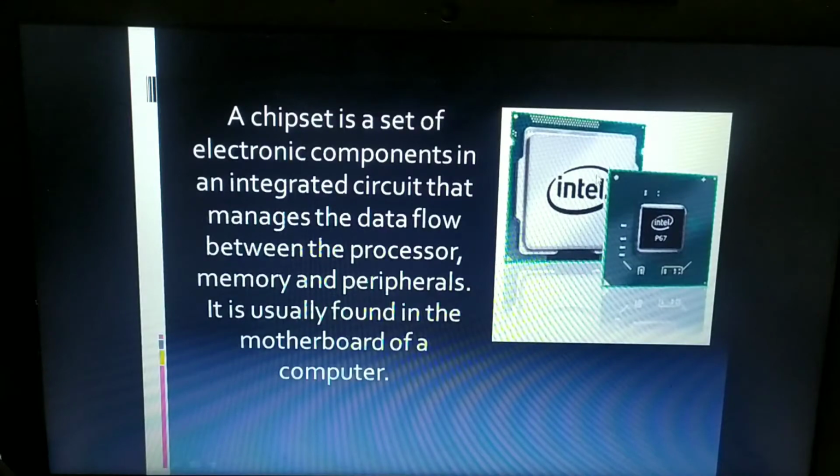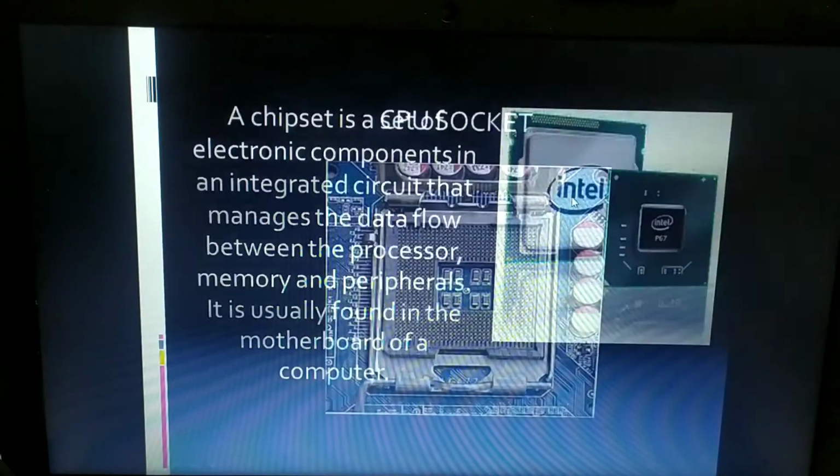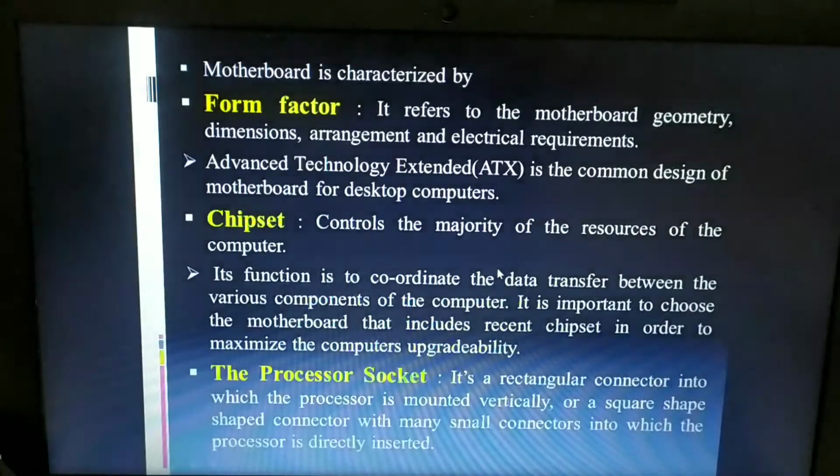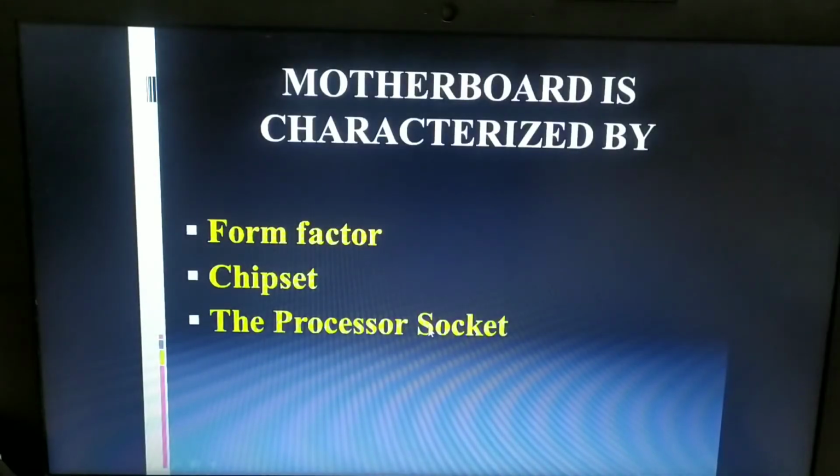The processor is nothing but this. So this Intel processor is being placed into this CPU socket, which might be of different shapes. Based upon these three characteristics, we have different kinds of motherboards available in the market. One is the form factor, which deals with the geometry, dimensions, and electrical requirements that are needed for the motherboard depending upon the devices you are using.